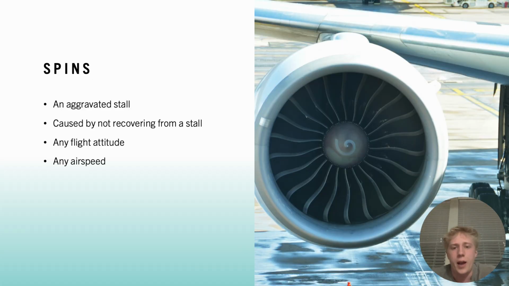Something that can happen with stalls is spins. A spin is an aggravated stall. It's primarily caused from not recovering from a stall properly. It can happen at any flight attitude and at any airspeed, and it can be a pretty dangerous situation to be in depending upon your altitude. If you're really, really low to the ground, say on takeoff or on final, and you stall and then get yourself into a spin, you don't have a lot of time for recovery, and most of the time you're going to crash into something.